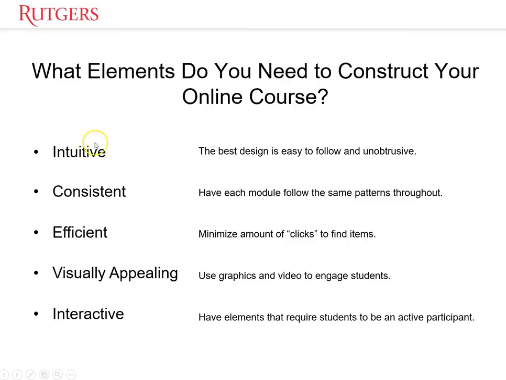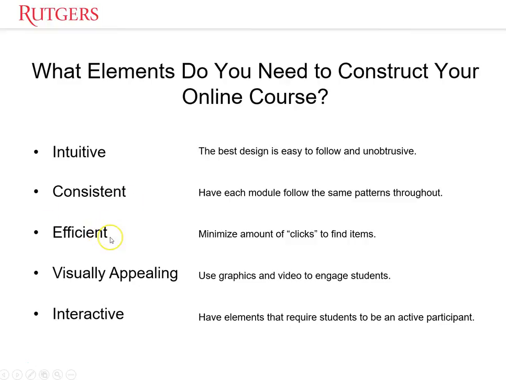You want to make sure that your course is as intuitive as possible, meaning that students can pretty much figure out where to go and find the necessary items that they need. You want to make sure that your course is also consistent. So each module should look the same. You should have your course objectives at the top, and then maybe your to-do list. However you want to organize it, you want it to be consistent throughout.